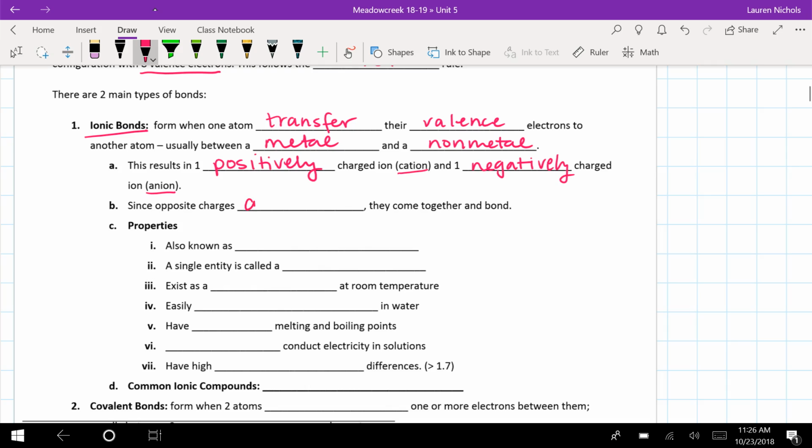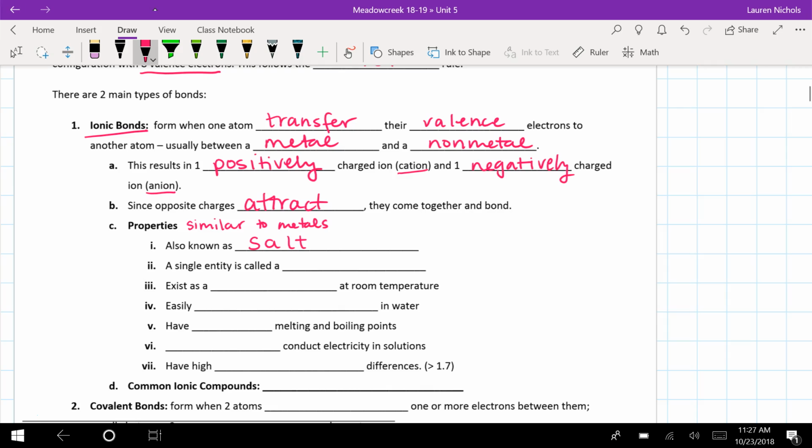Since we know that opposite charges attract, the attraction between the positive and negative charge is what forms that bond. The properties of ionic compounds, which are made through ionic bonds, are going to be similar to those of metals that we learned about in our Unit 4 periodic table, because they contain metals. One thing is that an ionic compound is also known as a salt. It's not just talking about the salt that you put on your French fries, but any ionic compound can be called a salt.